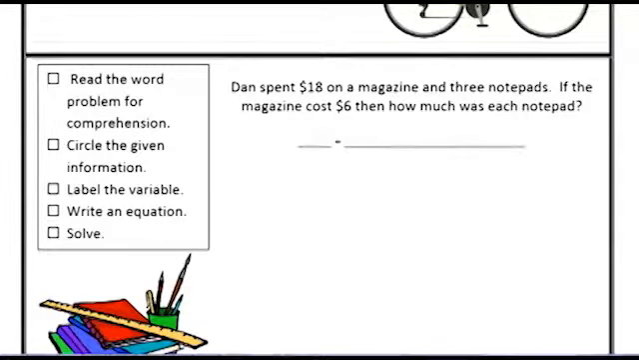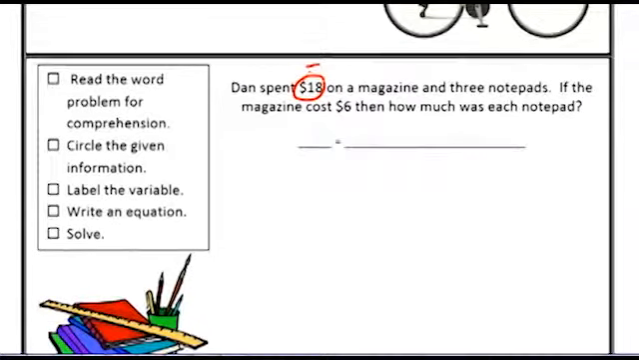I'm going to circle my given information. $18, that sounds like my total. If it helps, you can write little symbols above things. $6, well, I paid that once, so to me that sounds like addition. 3 notepads. Well, that's 3 sets of an unknown amount. That's multiplication.